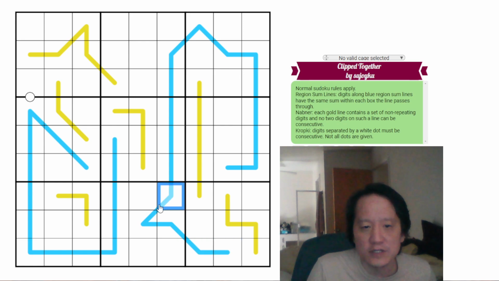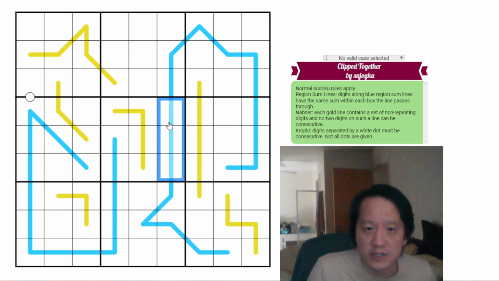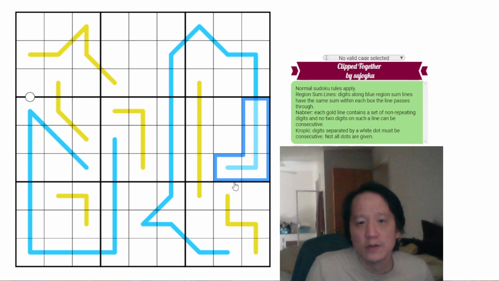And these 2 digits equals the same as these 3 digits, which equal the same as these 3 digits, which equal the same as these 2, which equals the same as these 4 and these 4. And that's what a region sum line is.